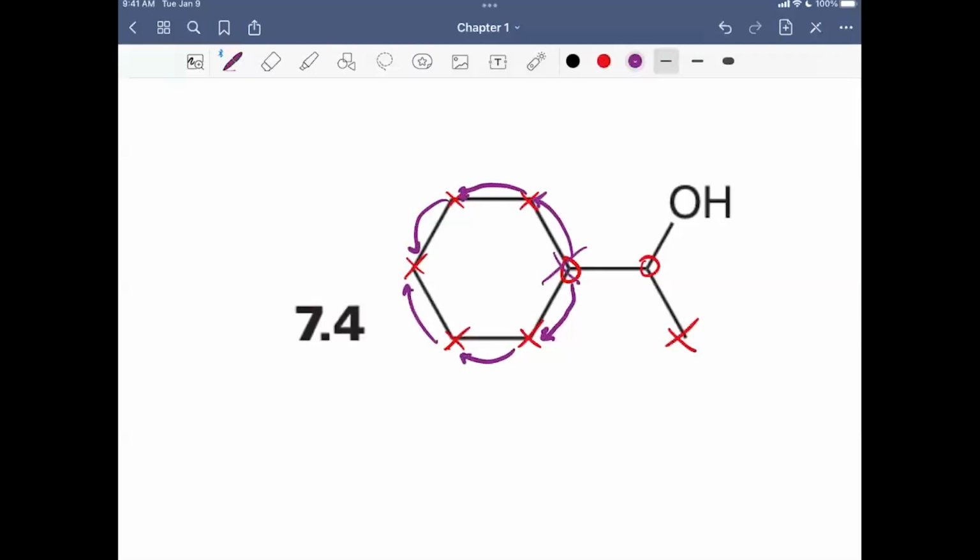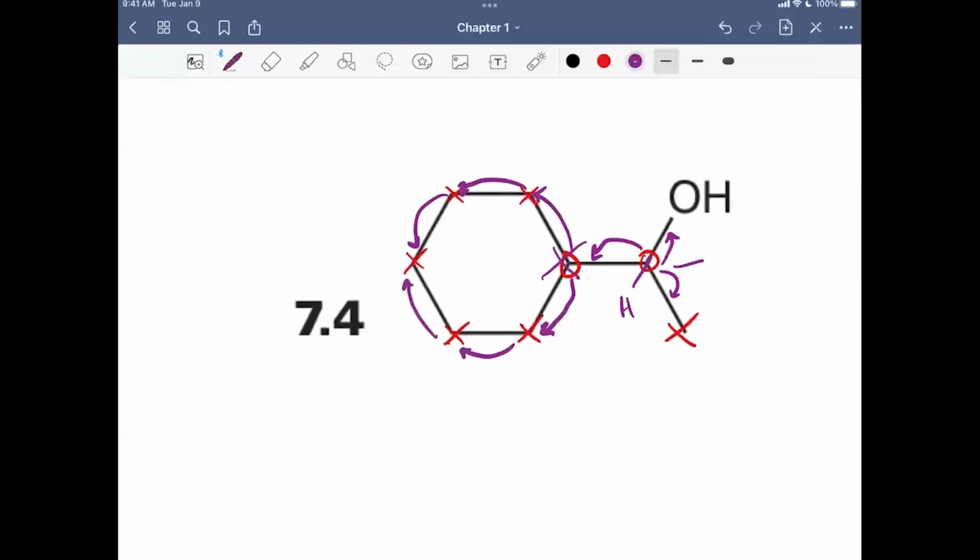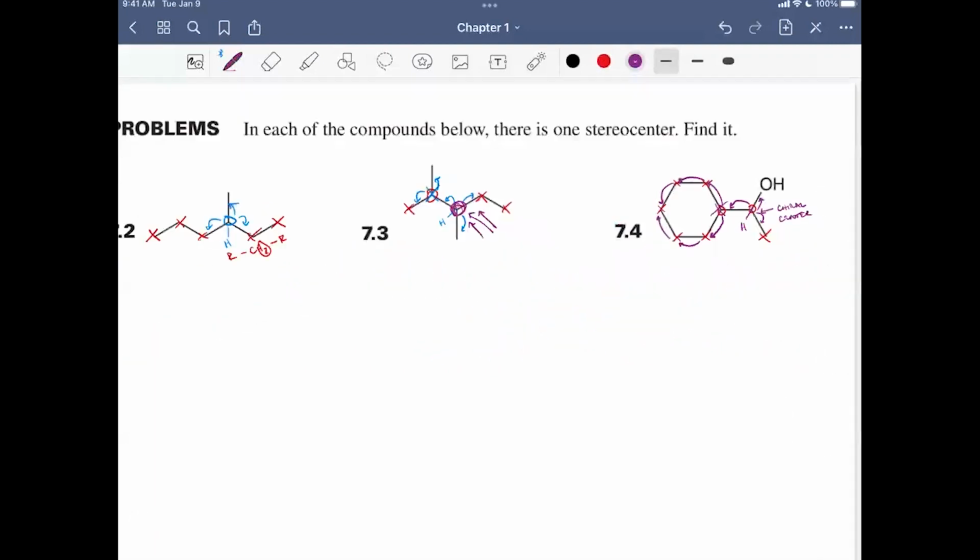Let's see if this one is. We have an alcohol group on top, we have a methyl group down below, and we have a branching ring right there, and we have 1 hydrogen. So that's 4 distinct groups. So that will be the chiral center, or stereocenter. All right.